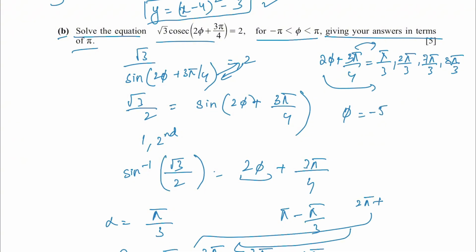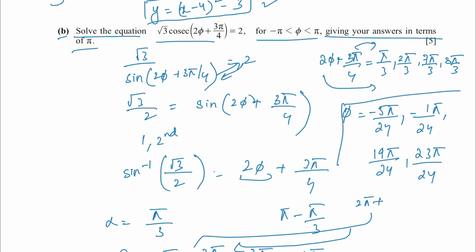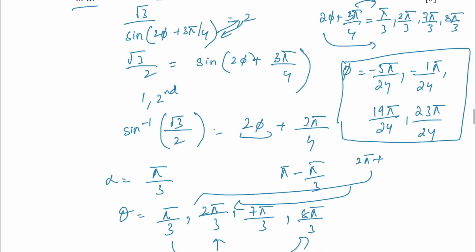negative 5π/24, sorry, negative 1 over 24 π, 19π/24, and 23π/24. So these are our final answers.